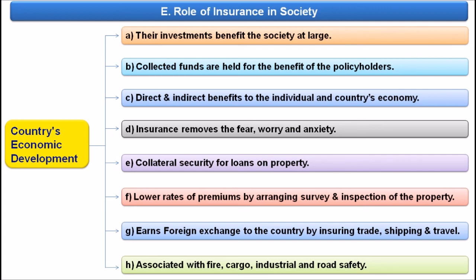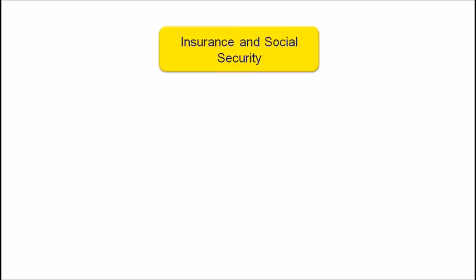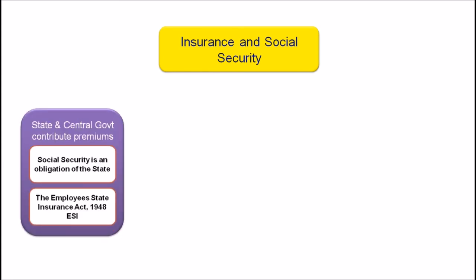That is how these many people are getting employed, and these many development schemes are running under insurance companies. That means directly or indirectly your insurance company is taking part in the country's economic development. Right friends? What else? Insurance and social security. State and central government contribute premiums.